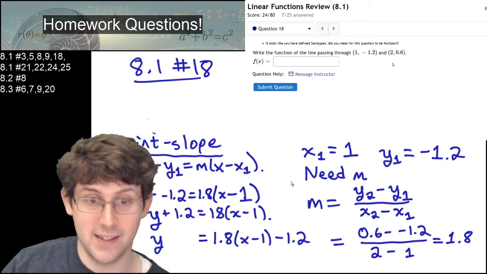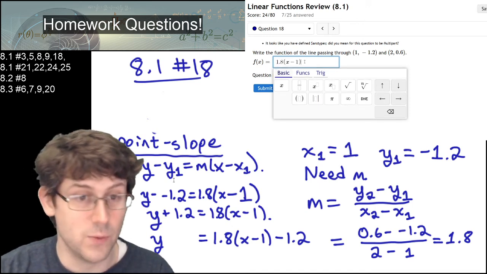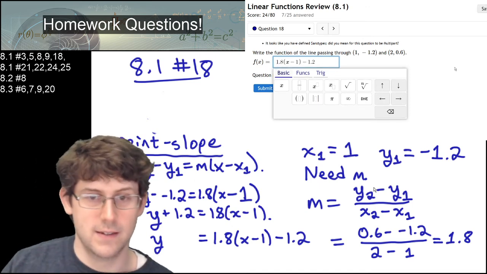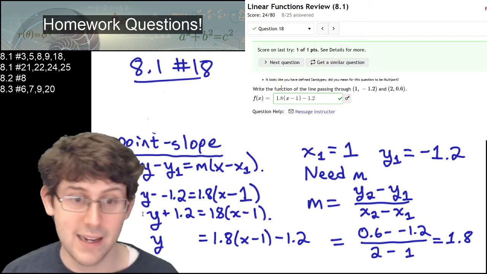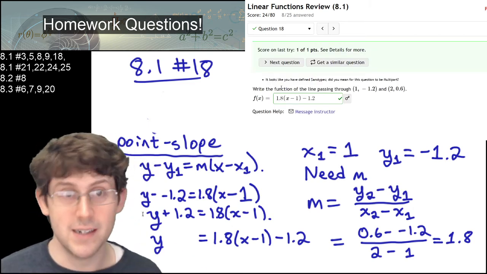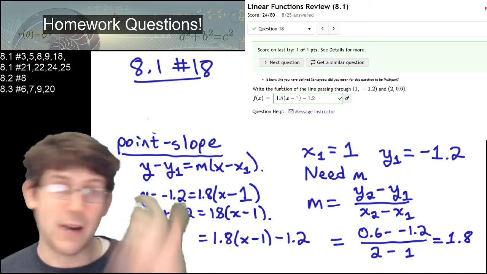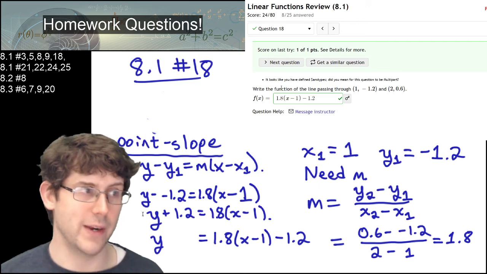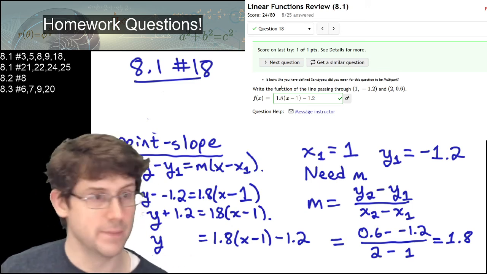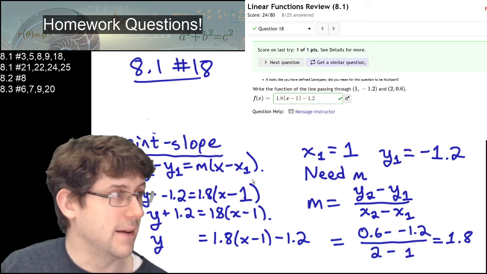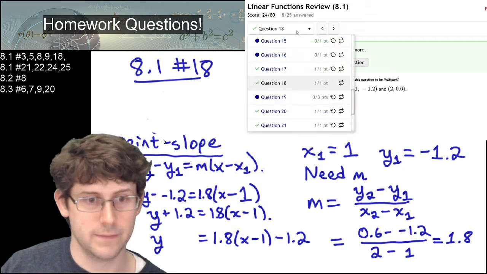I want to stress here that there are a lot of different ways to find and a lot of different ways to write the answer. So if you find a different source that gets you the answer a different way, or if you have a different way that you like better, just do it. That's fine. It's totally fine. But point-slope form is powerful, and I like to use it whenever someone gives me a point. So that's 8.1, number 18. Next up is 8.1, 21.